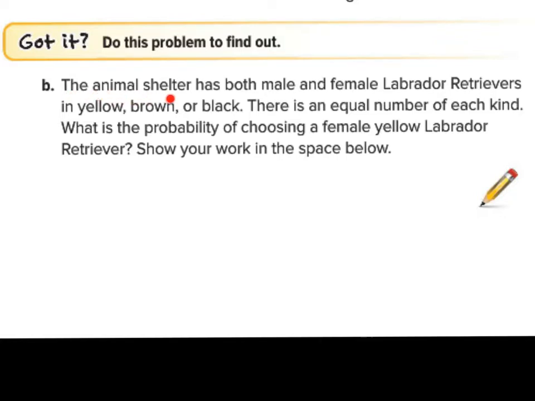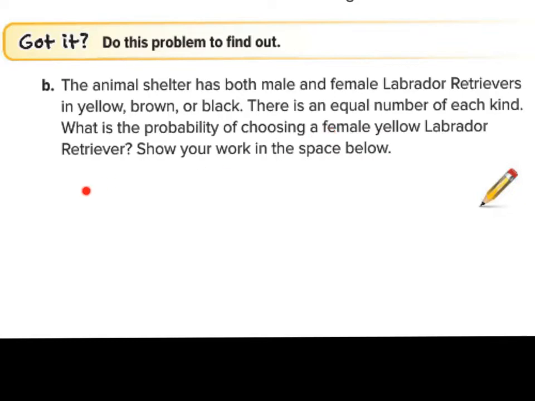Now let's try this one together. The animal shelter has both male and female Labrador retrievers in yellow, brown, and black. So we have males and females in yellow, brown, and black. There is an equal number of each kind. What is the probability of choosing a female yellow Labrador retriever? We have to find the different combinations and then find out the probability of getting a female yellow lab, right?